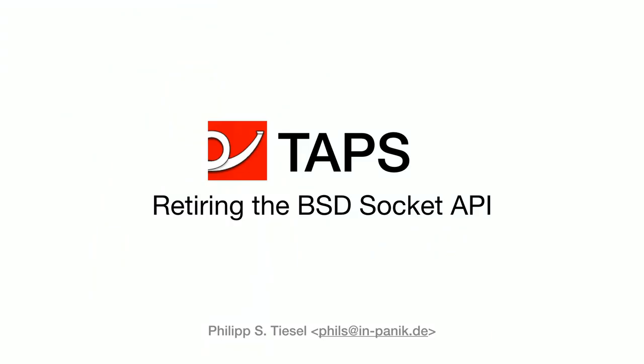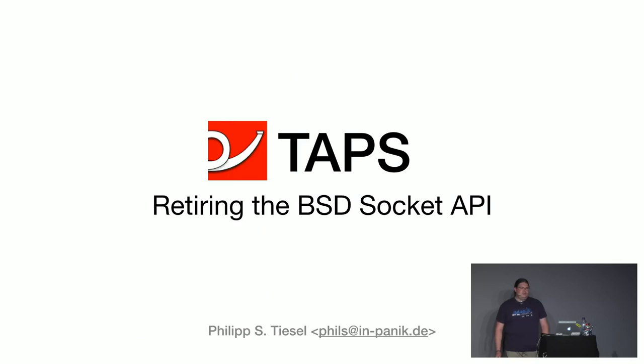So we have no RFC yet. We are just talking about Internet drafts and preliminary stuff we are doing for the API. But on the other hand, we already have a few implementations, and it's really nice seeing how much traction this gets. But before talking about why we want to replace the BSD socket API or want to retire it, let's see what's wrong with that.